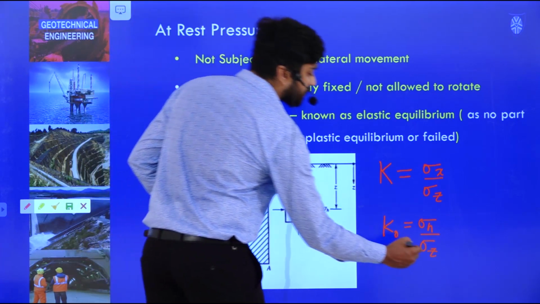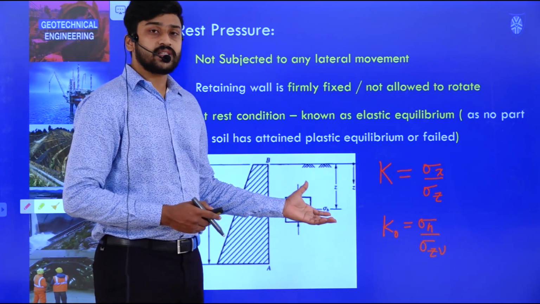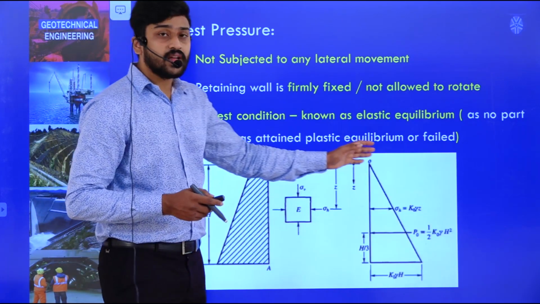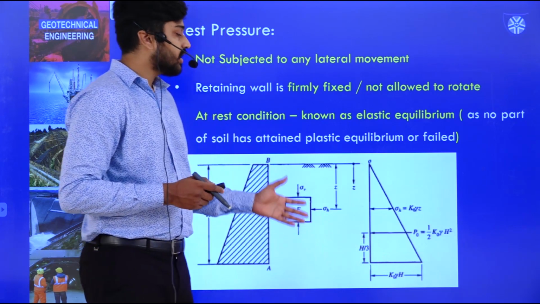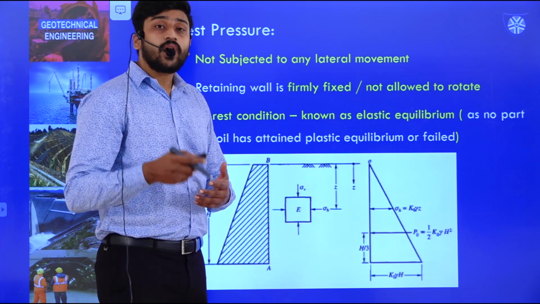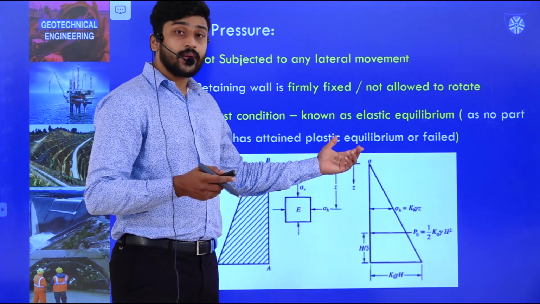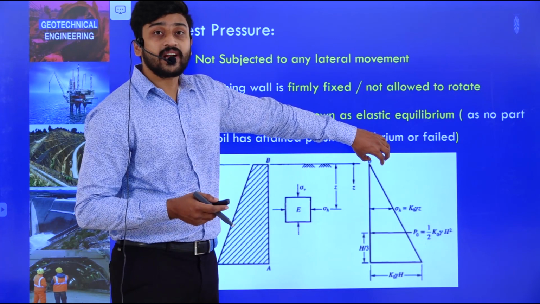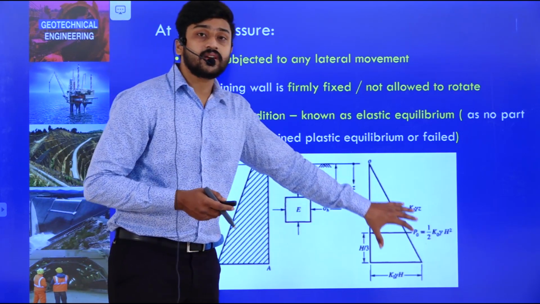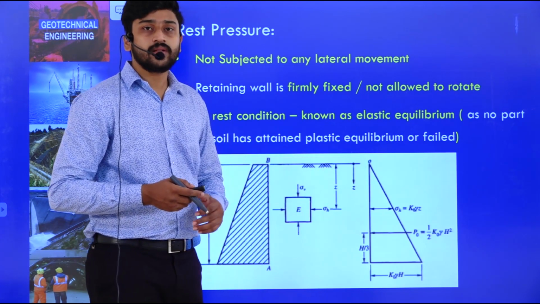Okay, or in this case it is sigma v. So that is how it is actually varying. Clear? So if we look at the stress diagram, in general it is in triangular form, because the lateral earth pressure sigma h is K naught into sigma v. So at depth z equals 0, the value of lateral earth pressure is 0, and it increases gradually up to a height of H. That is why it is in the form of a triangle. We will look at this in more detail in the upcoming sessions.